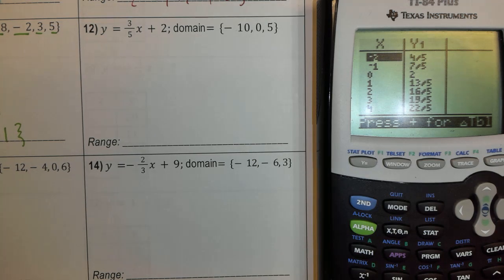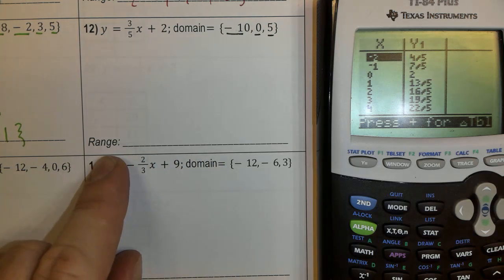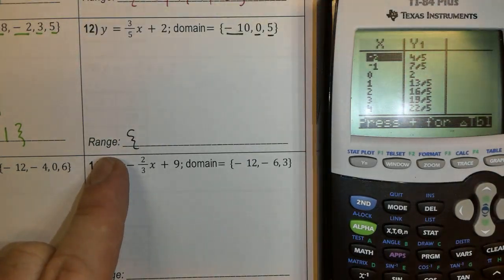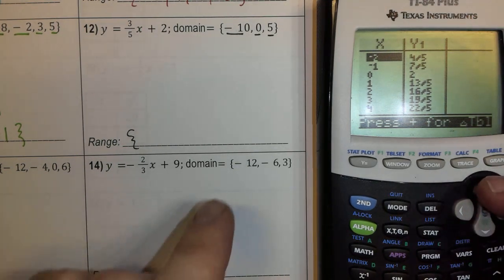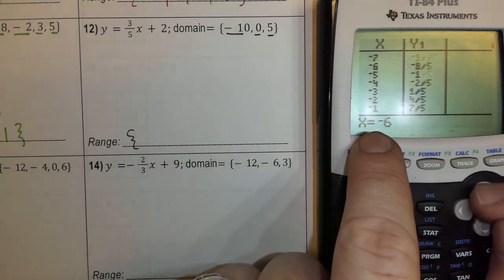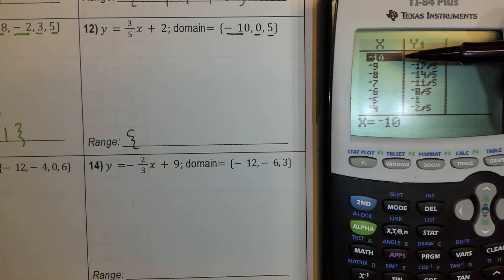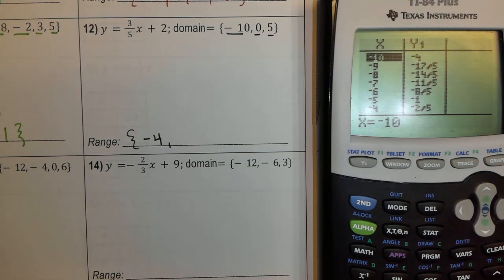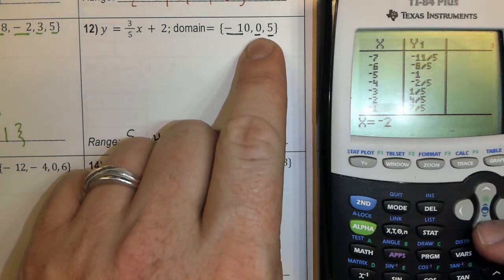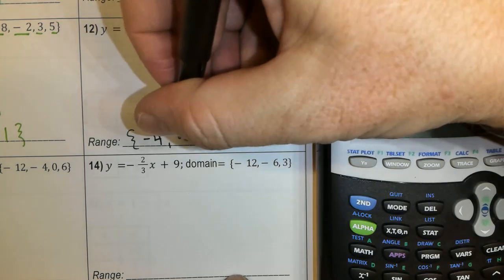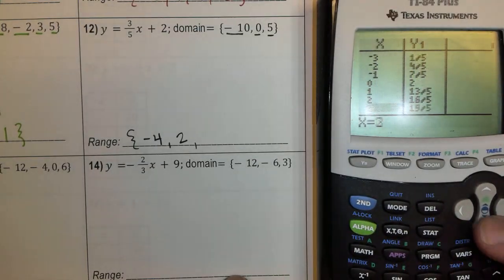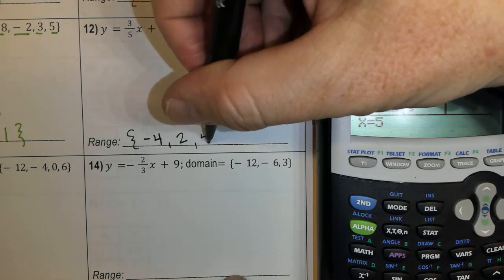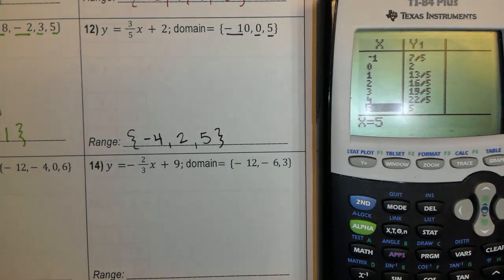And just like the table that we did earlier, I want to find these 3 x values and then just write the y. So since I know my answer is going down here on this line, I'm going to go ahead and write my bracket. That way I can just write my 3 numbers. So I want -10, so I need to go up until I see -10. And my answer is -4. Then I go down to 0, 2. And then down to 5. And that one is 5. And that's my answer.